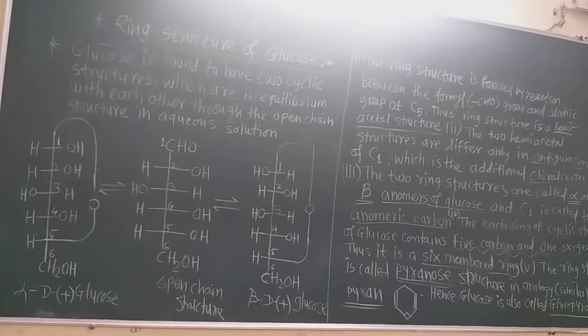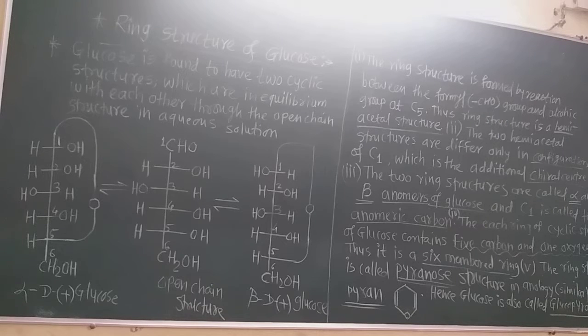Now today we are learning about the ring structure of glucose. Now glucose has the open chain structure. We know that open chain structure: in that, 6 carbon atoms are in a chain.